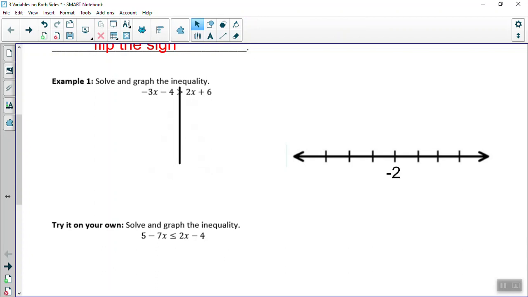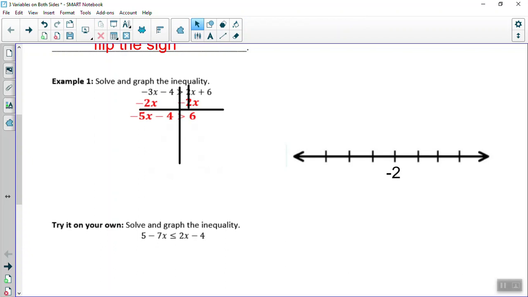Again, nothing to combine. So now I'm going to work on getting my variables to the left. I want my 2x to come over here with the 3x. I want my minus 4 to come over here with the 6. To move my 2x over with the negative 3x, I'm going to subtract 2x from both sides. That means I can cancel these 2x's out, and we're now left with negative 5x minus 4 is greater than 6.